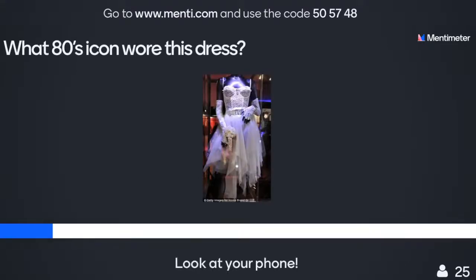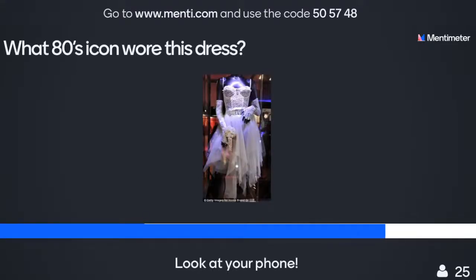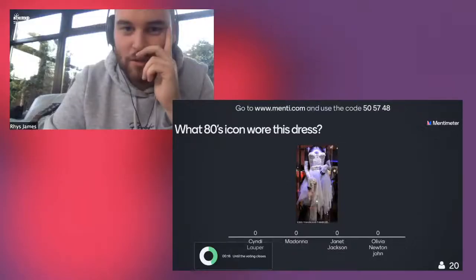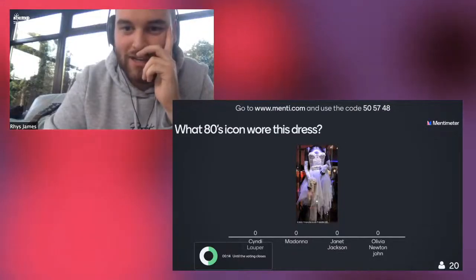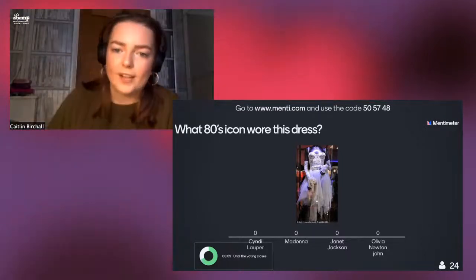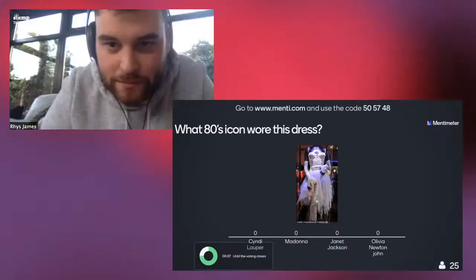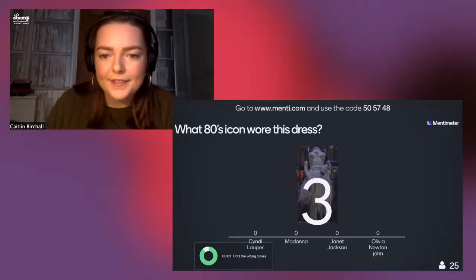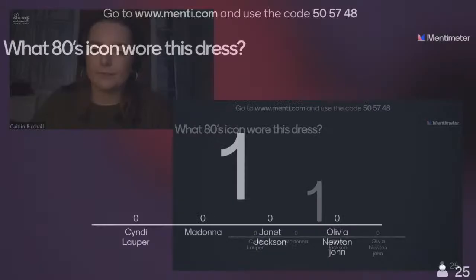You can get more points if you answer quicker. What is this iconic dress? Is it Cyndi Lauper, Madonna, Janet Jackson, or Olivia Newton-John? Or we'll also accept Mrs. Jackson if you're naughty. No capes, it's just a dress. We've got about 5 seconds left on this one, and then we'll see what the correct answer is. I know this one as well.